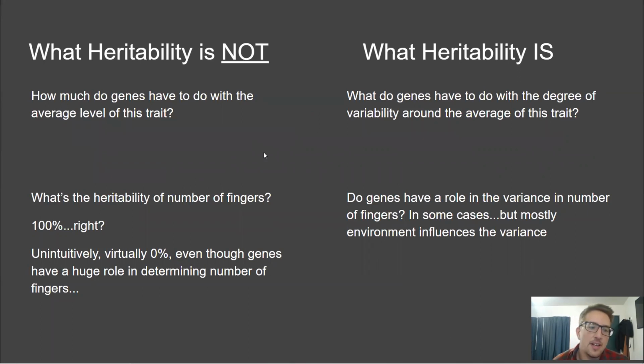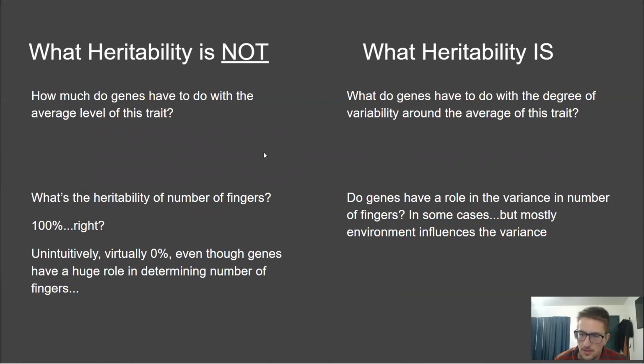A way to exorcise that thought is to think about the heritability of number of fingers. You would think that it's 100%, right? Genes have a lot to do with the number of fingers that you have. Hox genes are going to determine the gross body structures of the body. But unintuitively, and remember this is a definition we're using, this is not an exact descriptor of the world, it's 0%, even though genes have a huge role in determining the number of fingers.